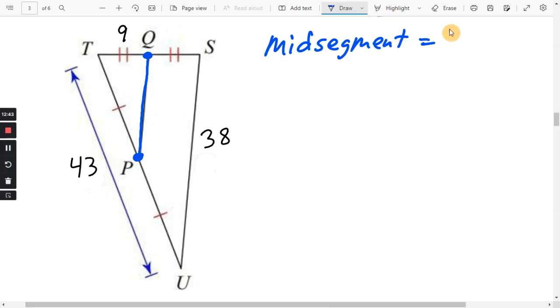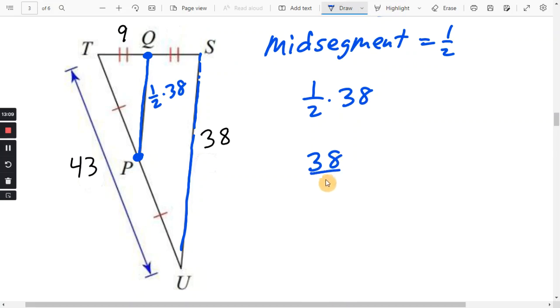Okay, and the mid-segment equals half of the side that it's not connected to, half of the third side. So we ignore this side and we ignore this side. We ignore the sides it's connected to, and we look at the side that it's parallel to. So it's just half of this side. All right, half of 38. Half times 38 is basically the same as 38 divided by 2. And 38 divided by 2 is just 19. So the mid-segment is half the side it's parallel to.